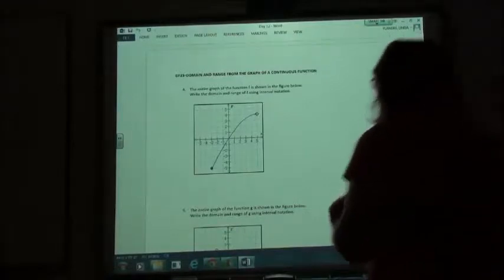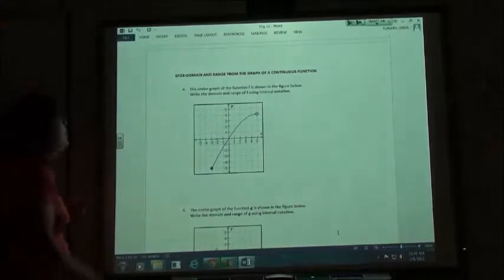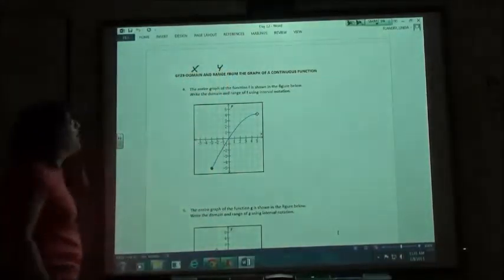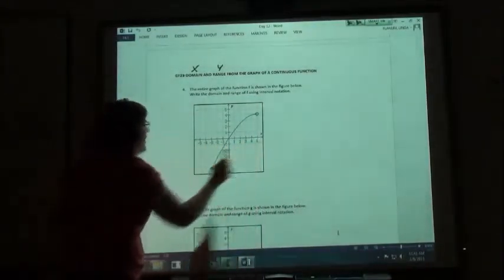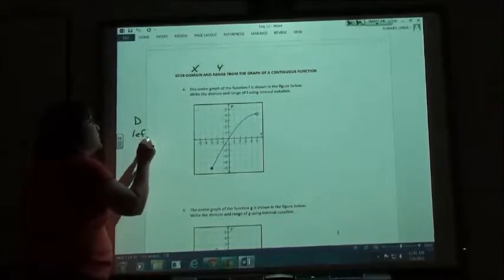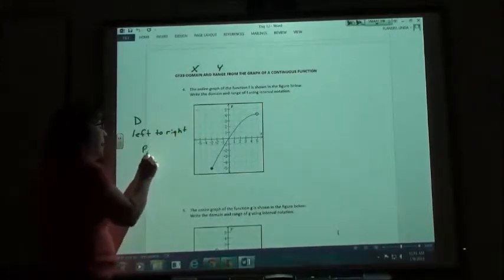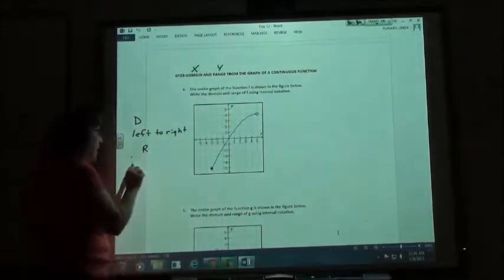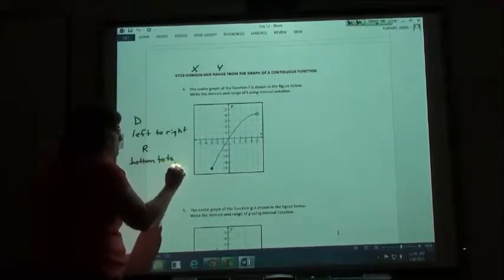4, 5, and 6, we're doing the domain or the range of the graph of a continuous function. Remember that domain are our x values and range are our y values. So for our domain, we're using the x-axis, and we always go from smallest to largest, so we're going to go from left to right. Our range is our y-axis. Again, if I'm going from smallest to largest, I'm going to go from the bottom to the top.